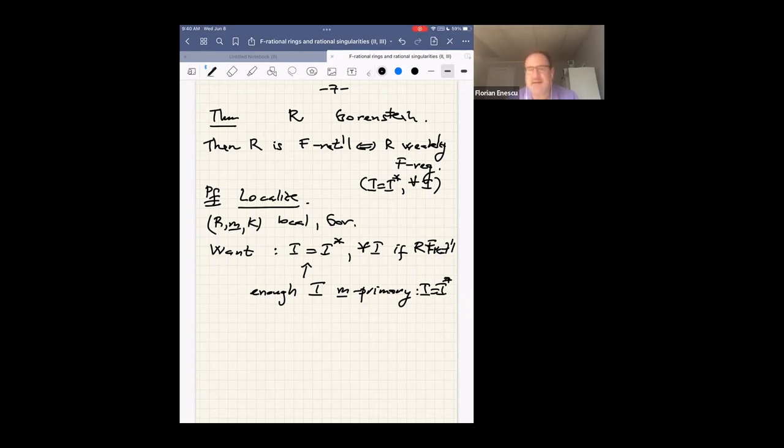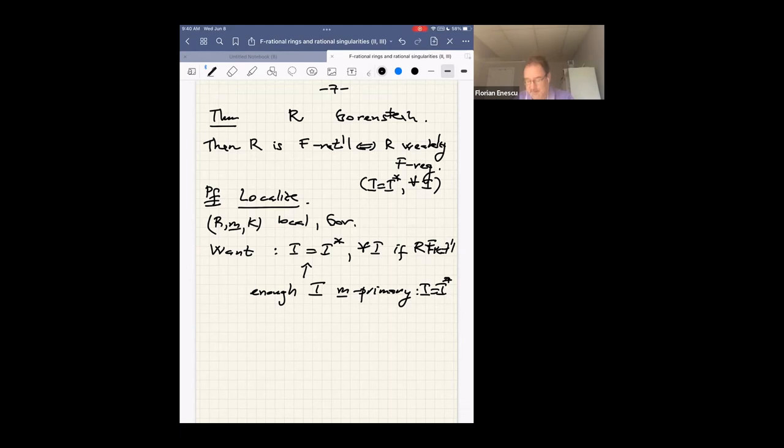tightly closed. And the reason is because in the presence of test elements, the tight closure of an ideal I can be written as the intersection of the tight closure of I plus the maximal ideal power n, and you take the intersection over all n. So there's this little trick that allows you to reduce to M-primary ideals. All right. So we need to show that every M-primary ideal is tightly closed.